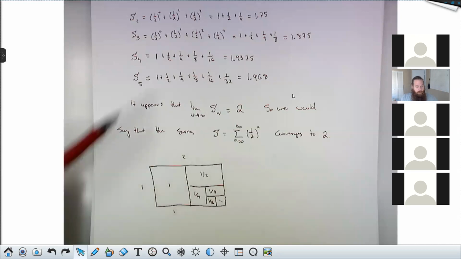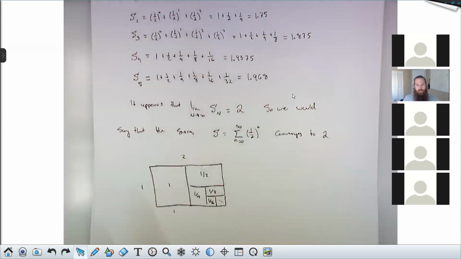And so the series that we're working with here is called a geometric series. And the next thing I'm going to do for you is prove the general result. Questions on what we did here?